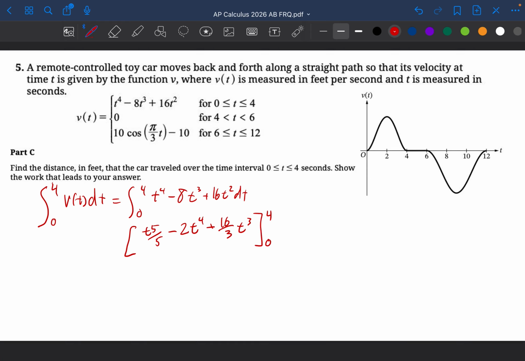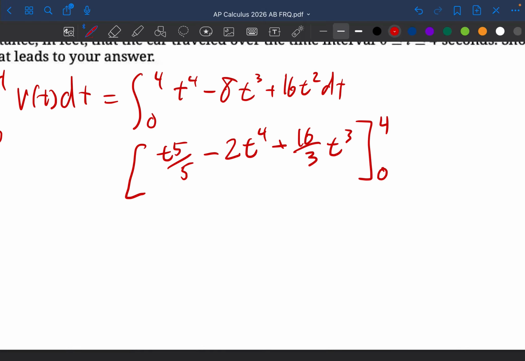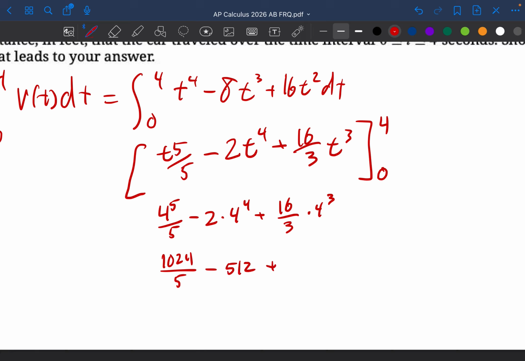Now, since this is non-calculator, they made it easy on us so that we only had to plug in 4. We don't have to really worry about 0. So if we focus here, 4 to the 5th over 5 minus 2 times 4 to the 4th plus 16 over 3 times 4 to the 3rd. Now here we have to know some of our powers of 2. So this is 1024 over 5. This is 512. And this is 1024 over 3.